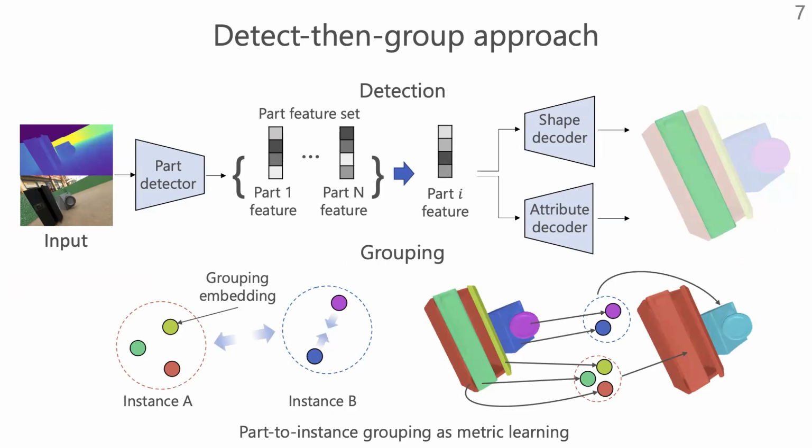Our key observation is that the daily articulated object shape can be decomposed into multiple part shapes. This approach first detects a set of part features and decodes them into part attributes and part shapes. Then, parts are grouped into multiple instances based on grouping embeddings trained with metric learning. In this way, we provide a scalable and generalizable approach for handling diverse part configurations of daily articulated objects in a scene.